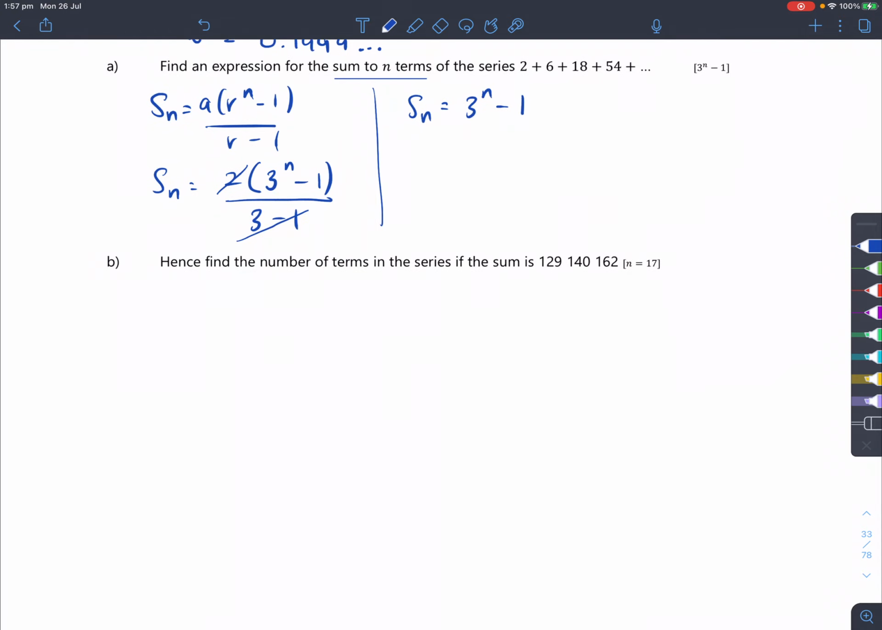Now, hence, find the number of terms in the series if the sum is that. So, if the sum of the series is that, we're just going to substitute it in. So we'll say Sn is now 129140162. That is equal to 3 to the power of n minus 1. Adding 1 to the other side gives us this.